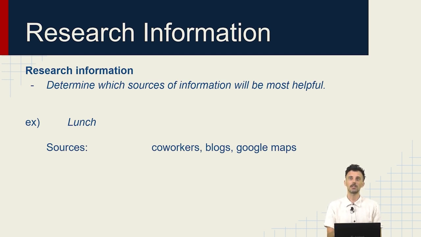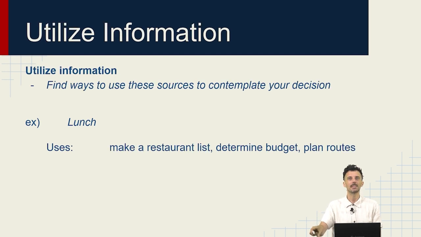So researching information, you have to make sure that the sources that you are using are actually useful. Because if they're not, you're just going to waste time. So, the next part is, once you have the sources of information, you want to utilize this information. By utilizing this information, you want to find ways to use these sources to contemplate your decision.